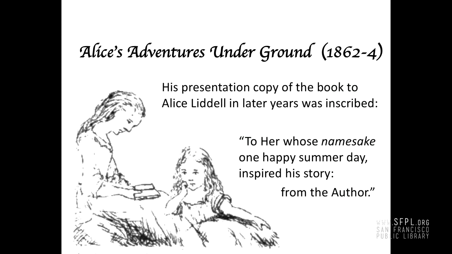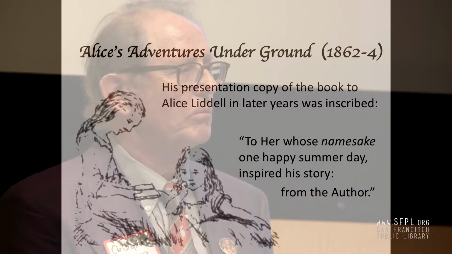This is a rather puzzling statement because he's very precise with words, and namesake doesn't mean her, it means somebody with her name. So the question is, what was he referring to when he was dedicating the book to Alice Little's namesake? Did he really mean her, or did he mean some other Alice? But it has to be somebody with the same name.